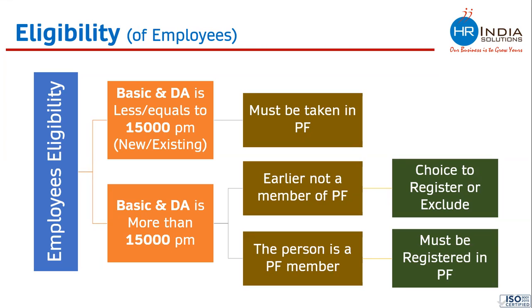So when you say that if somebody is getting more than 15,000 per month, can we go and say to the company that no, I don't want to register to PF? Is that acceptable?